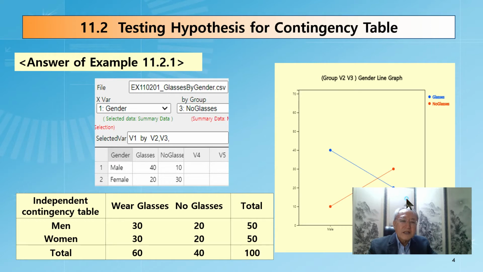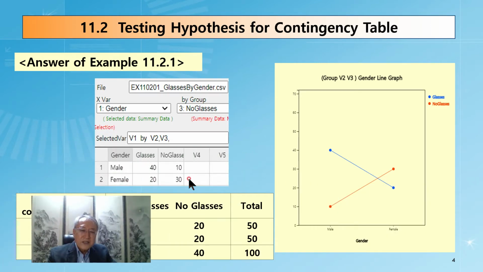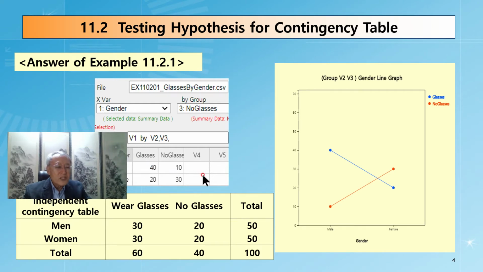How to check that visually? You can enter data like this. If you click this one, plot line graph, it will show this. If you have some kind of relationship, you would have a cross. I mean, males have a higher percentage of wearing glasses, and females have a higher percentage of not wearing glasses. That's the meaning of this cross. But we are curious to check that. How can you do that?